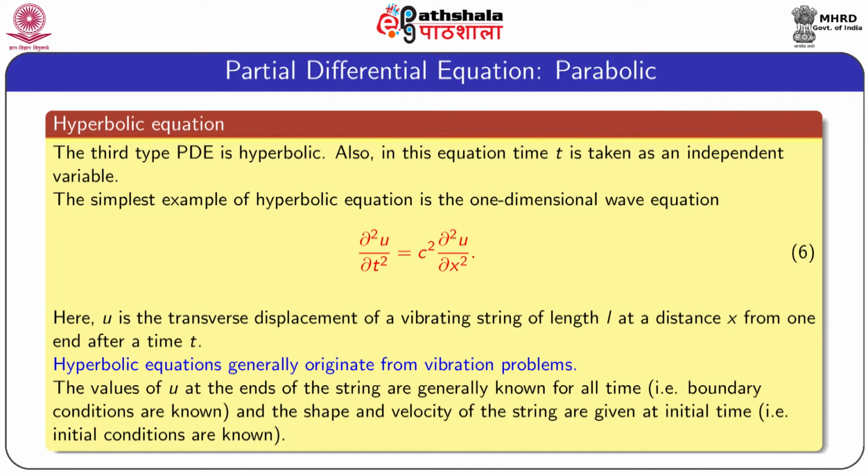The values of u at the ends of the string are generally known for all times, that means the boundary conditions are known, and the shape and the velocity of the string are given at initial time, that is, the initial conditions are known. That means if the boundary conditions and initial conditions are given, then we can solve equation 6.